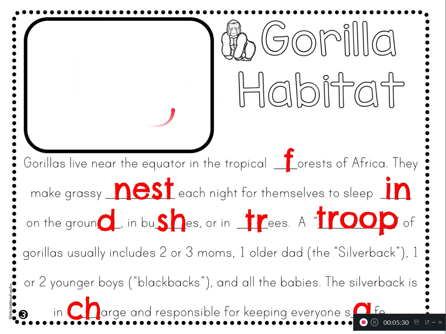So now that we've learned about gorillas' habitats in the forests of Africa, I'd like you to draw some details in this picture up top. You can draw a forest with lots of trees. You can draw gorilla nests made out of grass. And maybe draw a troop of gorillas. So draw many gorillas with 2 or 3 moms and a big silverback gorilla. So you can color his back gray. Go ahead and draw anything that we just learned about gorillas and their habitat.